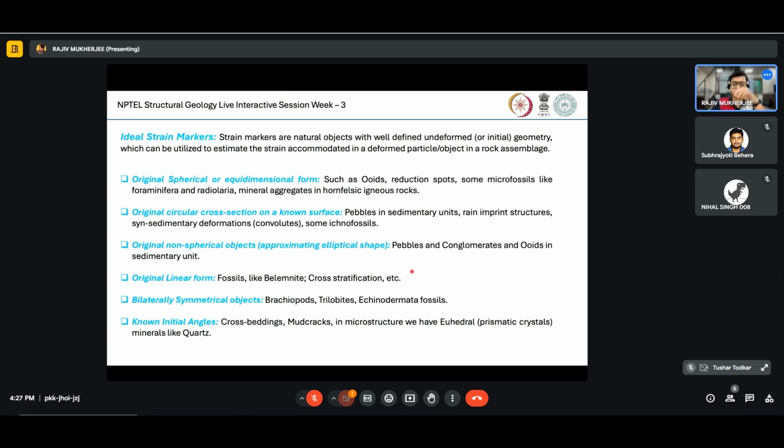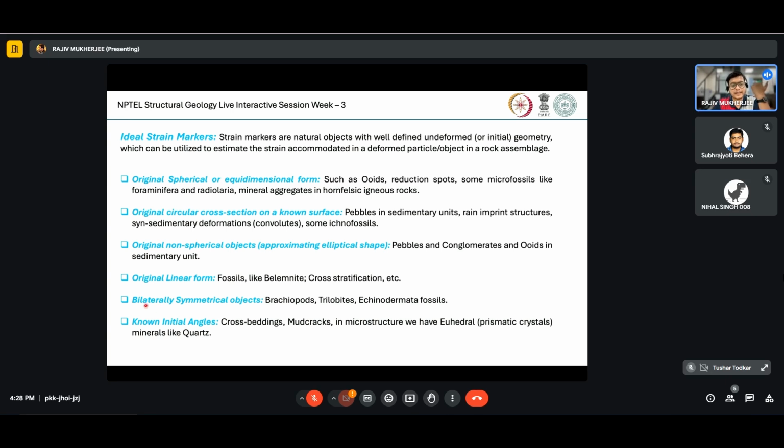Another example is the cross stratification. Cross stratification strata generally occur as linear features when we observe them on the XZ plane of the kinematic reference, and then we see some inclined linear features. These are the cross stratifications, and from the deformation in their linearity and their shape, we can estimate the strain.